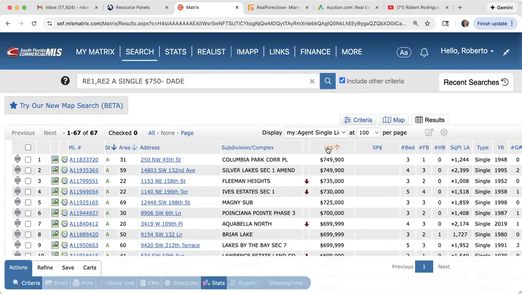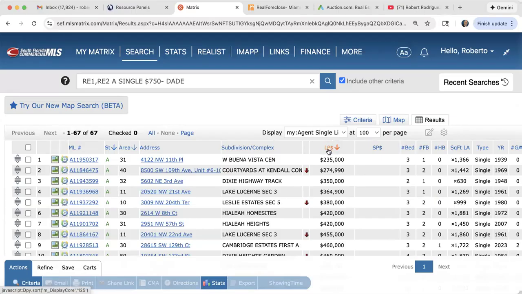And I am going to sort by price. We're going to go ahead and start with the lowest price first. So let's click on LP right here and let's start with the lowest price. The lowest price comes in at $235,000. This is a single family home. It is a three bedroom, one bathroom home with 1,366 square feet.